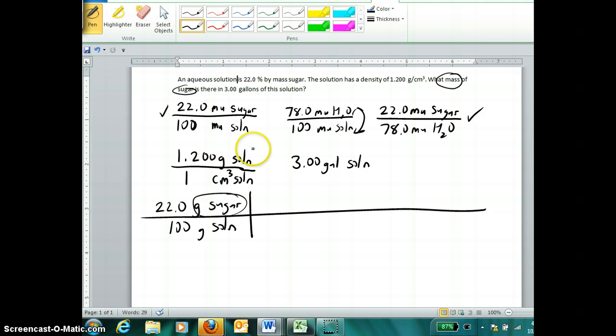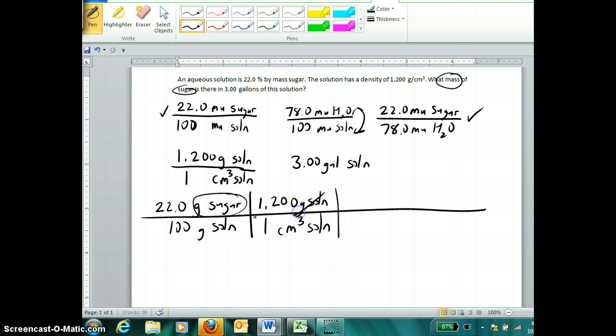But if I use this mass of solution to cancel the mass of solution, I would have to cancel a volume of solution. And I've been given a volume of solution, so that seems to be the likely way out. So I'm going to give it a try. 1.200 grams of solution for every centimeter cubed of solution.